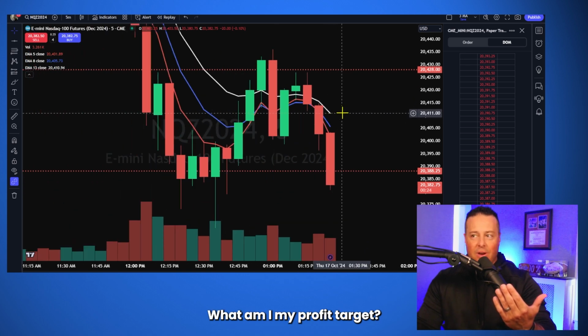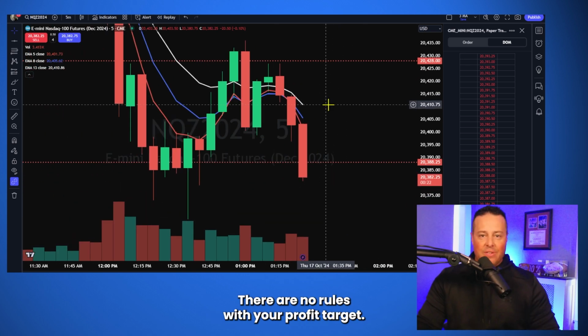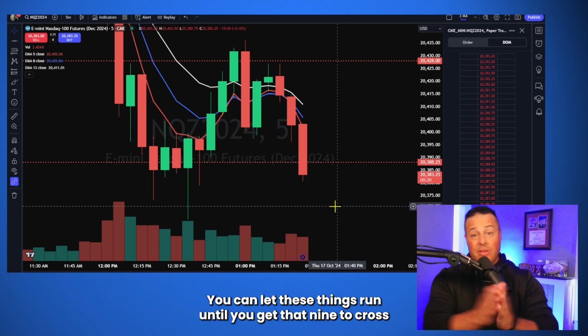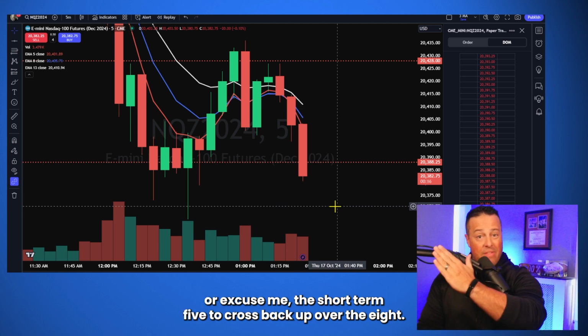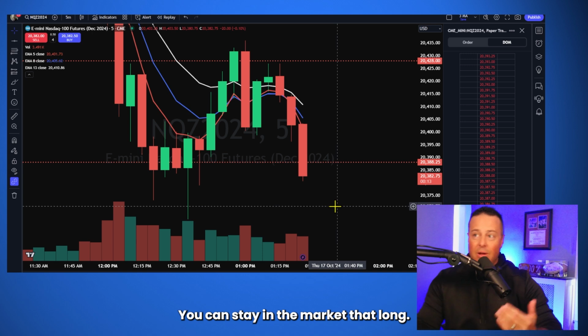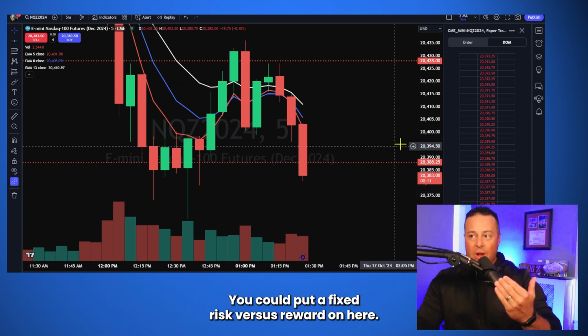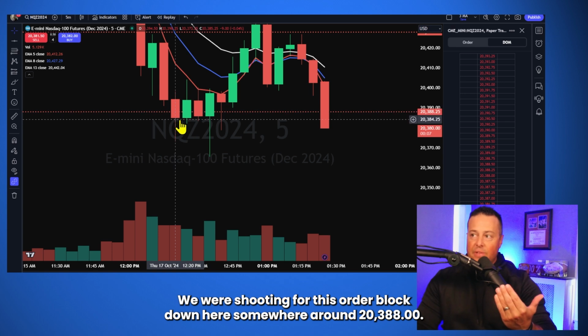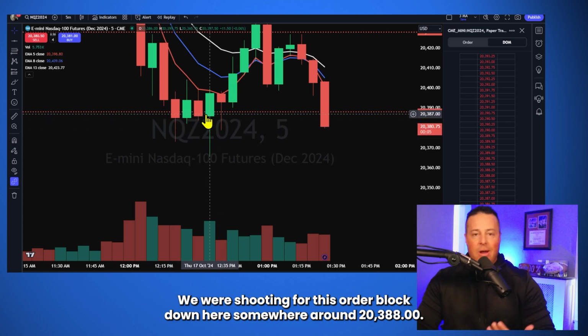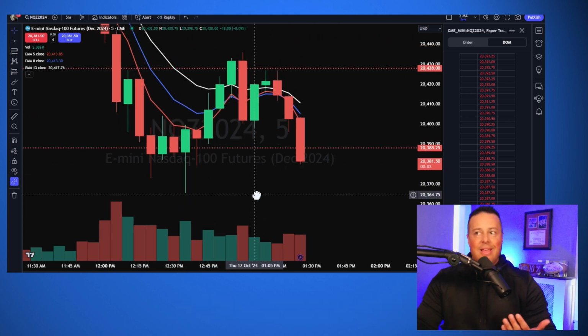What about my profit target? Now, there are no rules with your profit target. You can let these things run until you get the short-term 5 to cross back up over the 8. You can stay in the market that long. You could put a fixed risk versus reward on here, or you could just base your decision on market structure like we did. We were shooting for this order block down here somewhere around 20,388, and we got it.